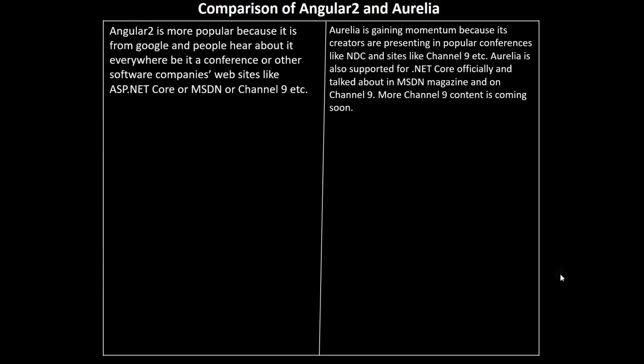Angular 2 is more popular because it is from Google and people hear about it everywhere, be it a conference or other software companies' websites like ASP.NET Core or MSDN or Channel 9, etc. Aurelia is gaining momentum because its creators are presenting in popular conferences like NDC and sites like Channel 9, etc., and other web podcasts. Aurelia is also supported for .NET Core officially and talked about in MSDN Magazine and on Channel 9. More Channel 9 content is coming soon.